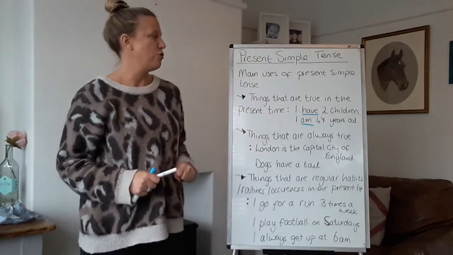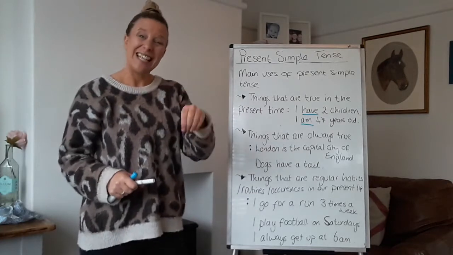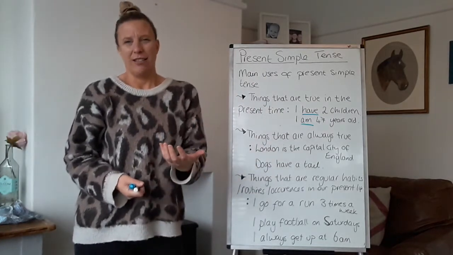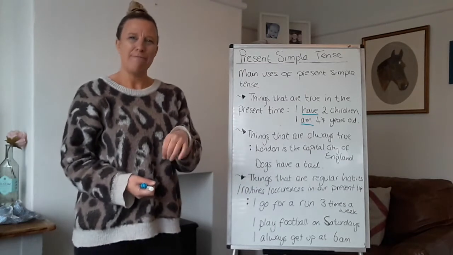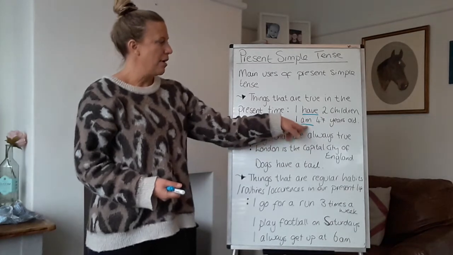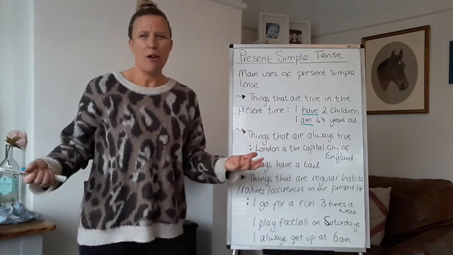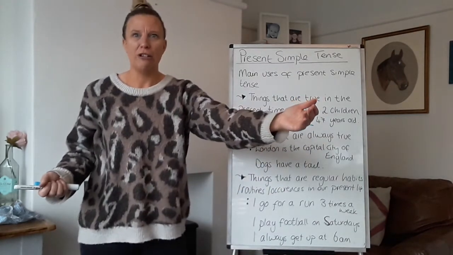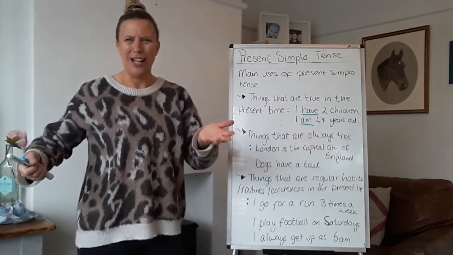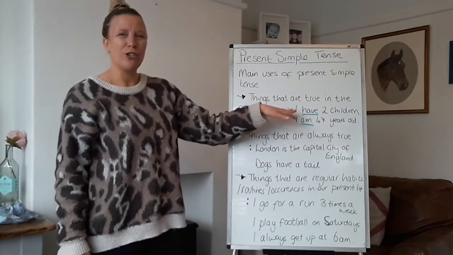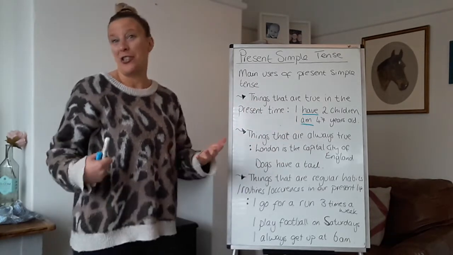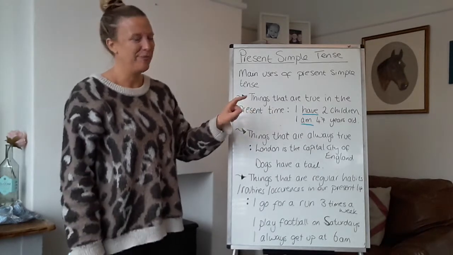So I have 2 children. I am 47 years old. These things are true at this present time. They are facts. They are truths, okay, at this present time. I am 47 years old, but I won't be in March. I'll be 48 years old. How awful. How old. I have 2 children. I think that will stay true. I'm not having any more children. But it could change, I suppose. But no, I have 2 children.